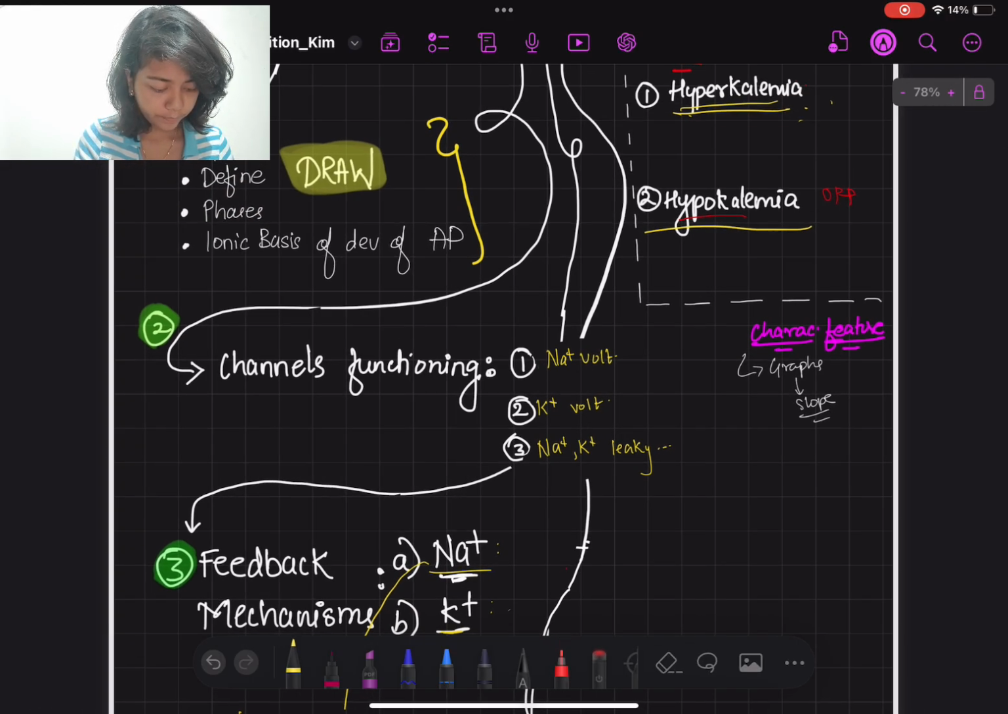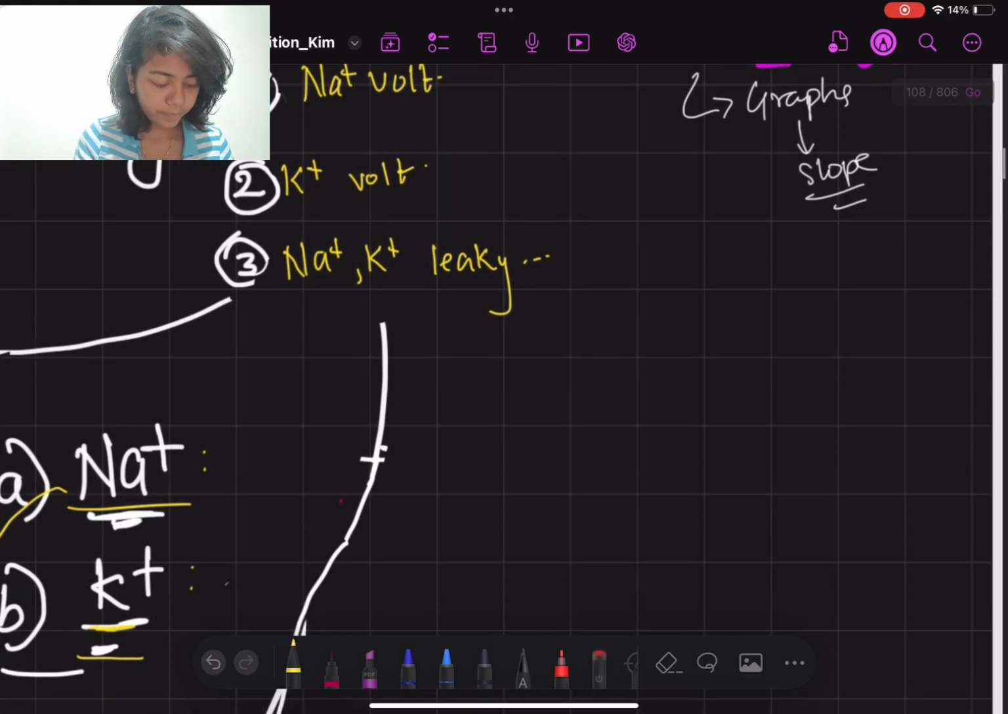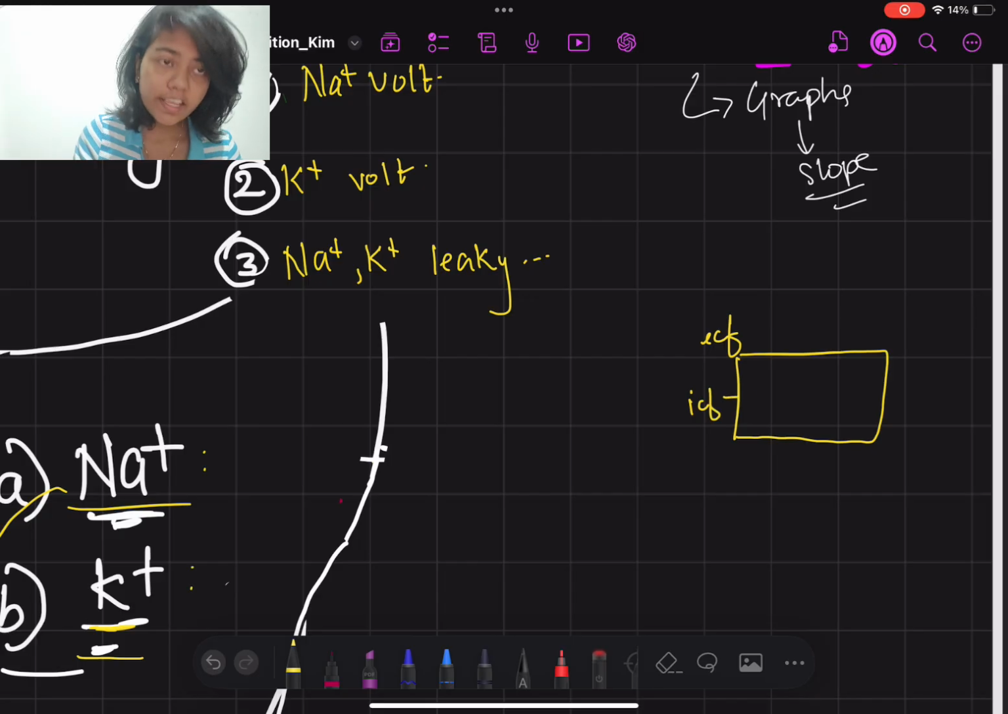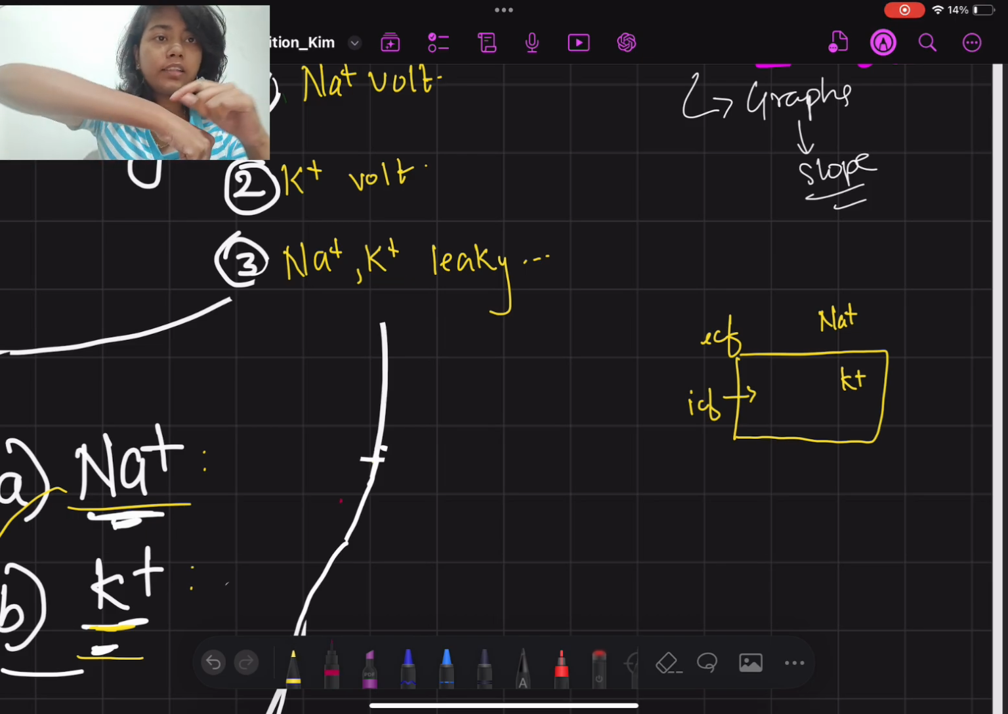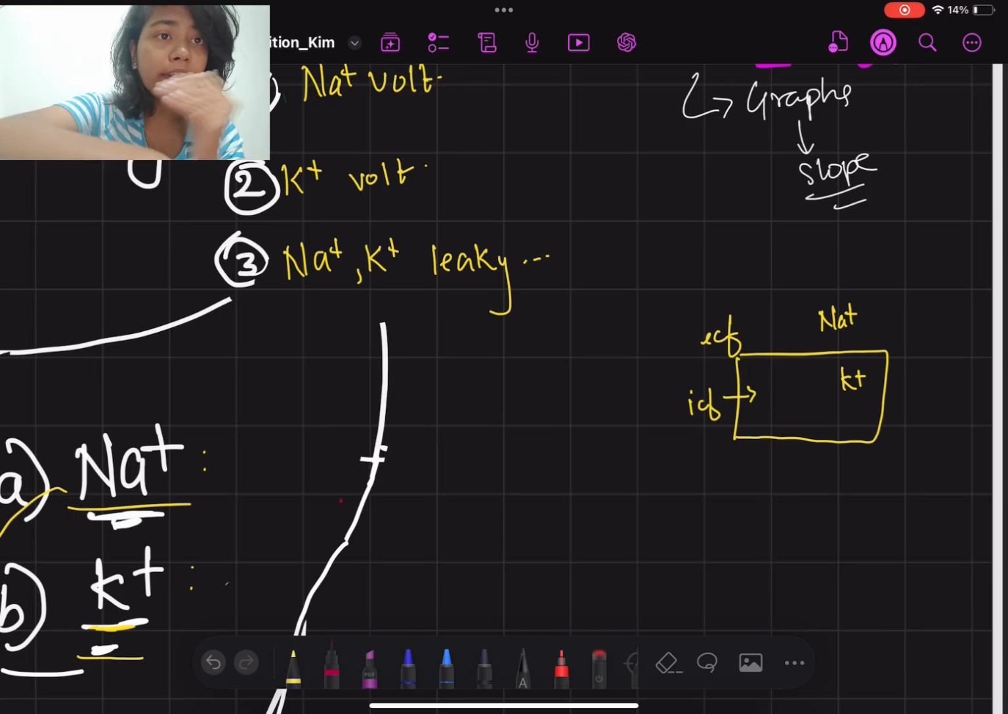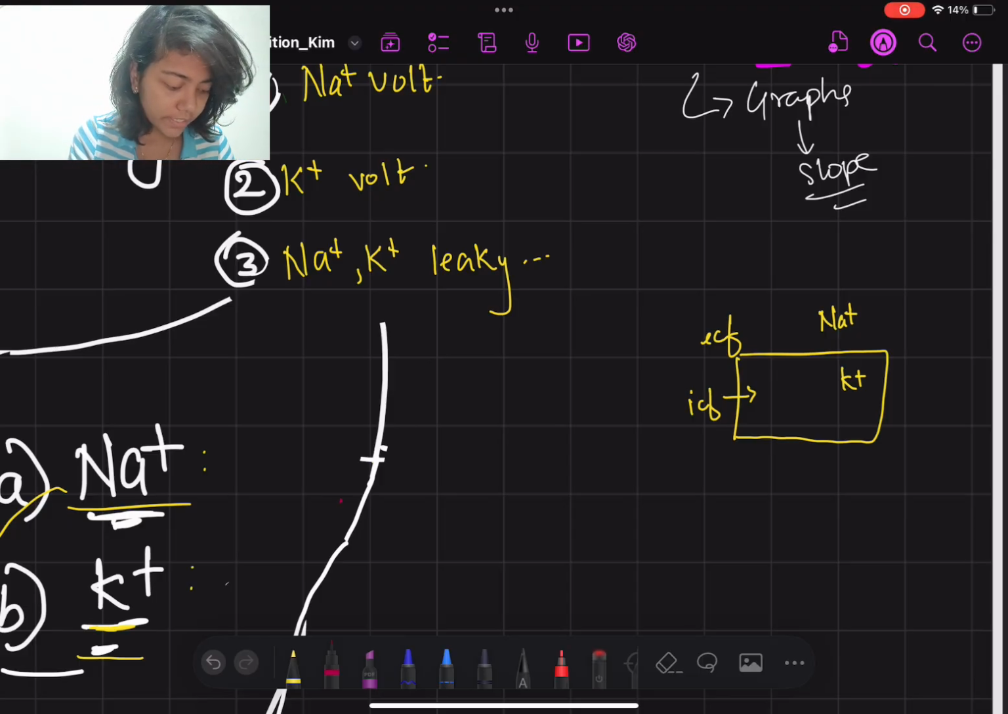Now we'll see what actually used to happen. Suppose this is your cell. Okay, this is ECF, this will be your ICF. In ECF, which ion is more? It was sodium, correct, and in ICF it was potassium. Now a stimulus comes from outside, so to enter the cell, the stimulus will move from ECF to ICF. In ECF, which ions are more? In ECF, sodium ions are more. Okay, so sodium influx will happen, sodium will enter.